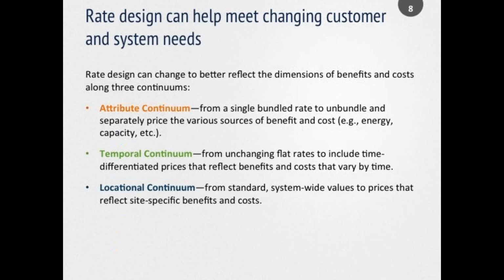So then going forward, with that set of objectives and principles in mind, how can we start to think about new rates? In our 2014 report, we broke this down to rate design that can change along three different continuums. First of all, the attribute continuum, which is around how bundled or unbundled rates are. The temporal continuum, so how often do they change, or do they change at all by time? And finally, the locational continuum. Are they the same for an entire utility territory, for instance, or do they vary house to house or circuit to circuit on the distribution system?